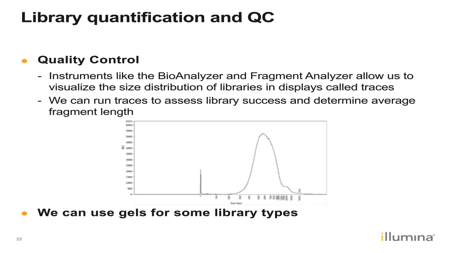For QC, instruments like the Bioanalyzer and Fragment Analyzer allow us to visualize the size distribution of libraries in displays called electropherograms, which we usually just call traces. Traces give us information on the library size distribution and average fragment length and can help us to verify that the library preparation was successful before sequencing. Traces can also help us to identify if there were any issues during the preps. This is an example of a trace here. For some library preparation methods, gels can alternatively be run to visualize the libraries.